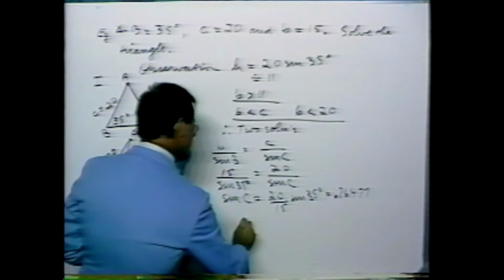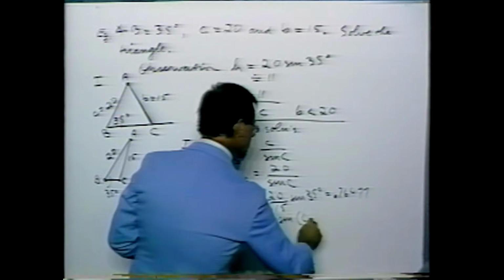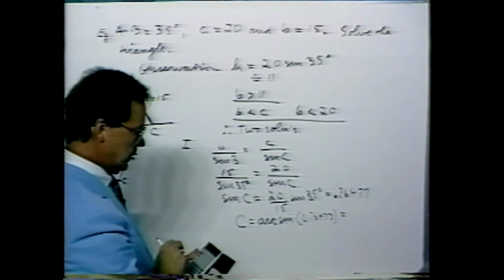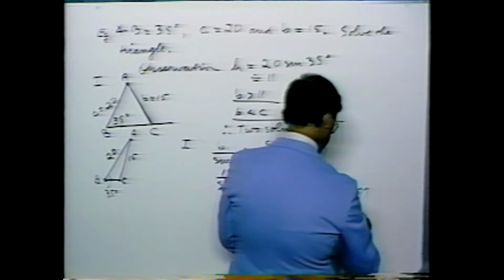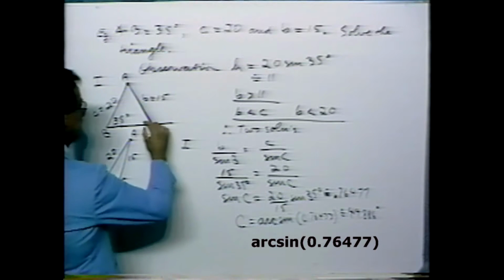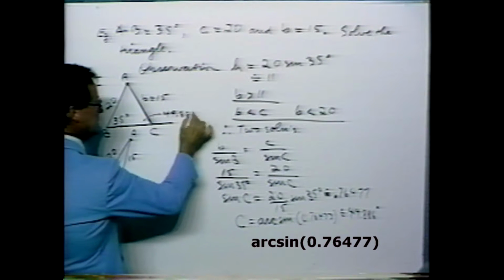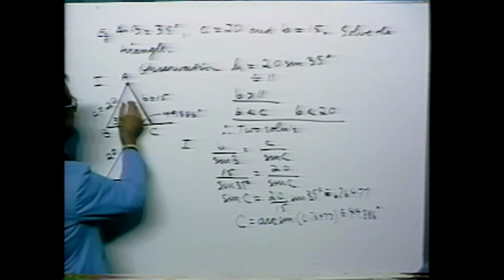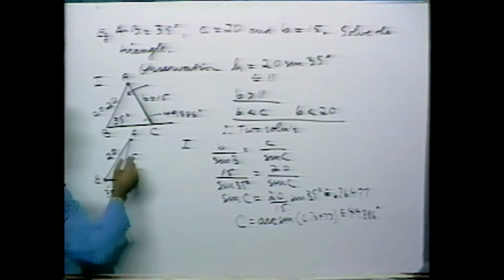Approximately. So the angle C is the arc sine of this amount, and that is equal to 49.886 degrees approximately. So we have this angle now equal to 49.886 degrees. If you examine the triangle, we see that angle A can be determined simply by subtracting from 180.